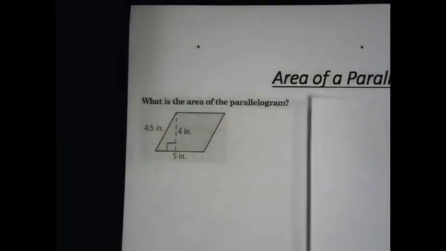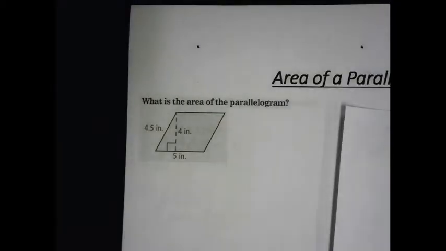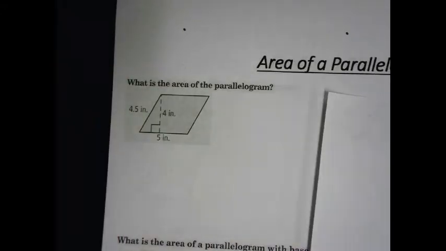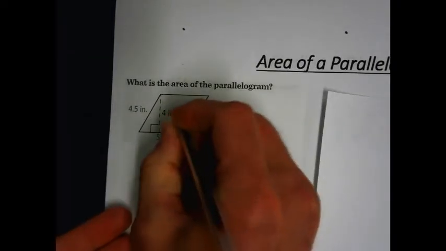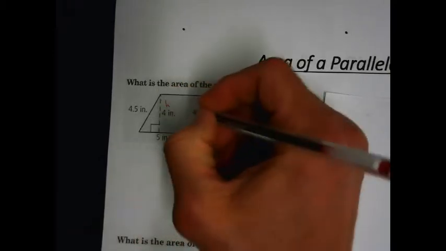All right, so the first example. What is the area of the parallelogram? Well, you see we have a base, right? The 5 inches is our base, and the 4 inches is the corresponding height. So we're simply going to multiply base times height, which is 20. Right? So 4 times 5 is 20.